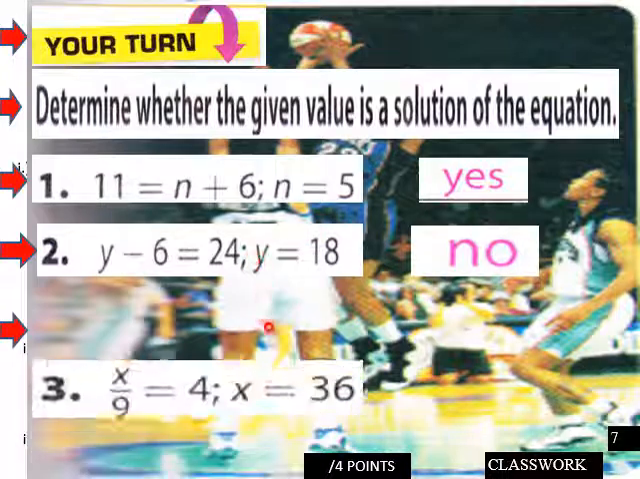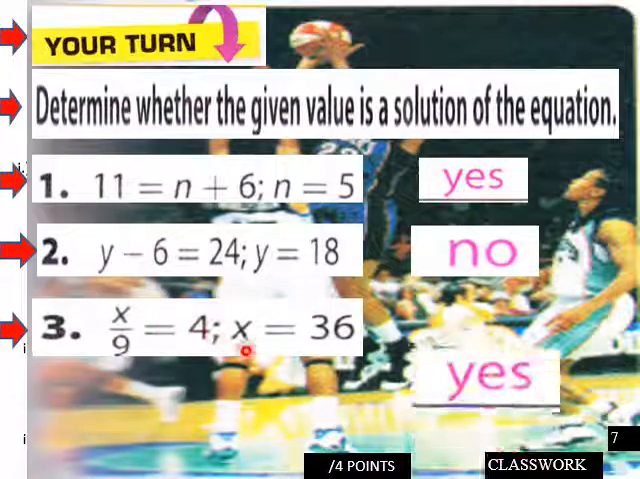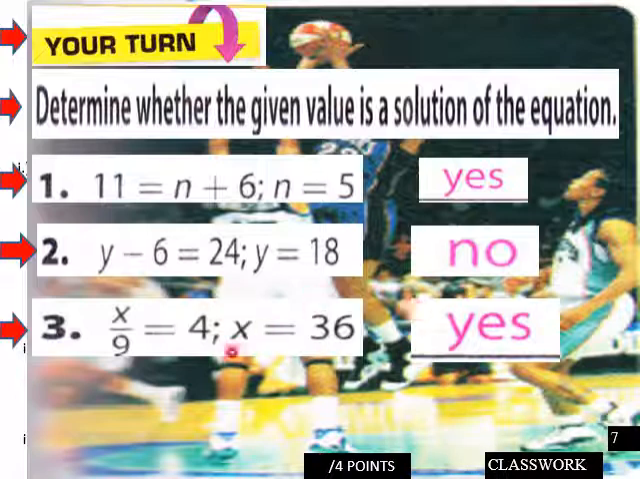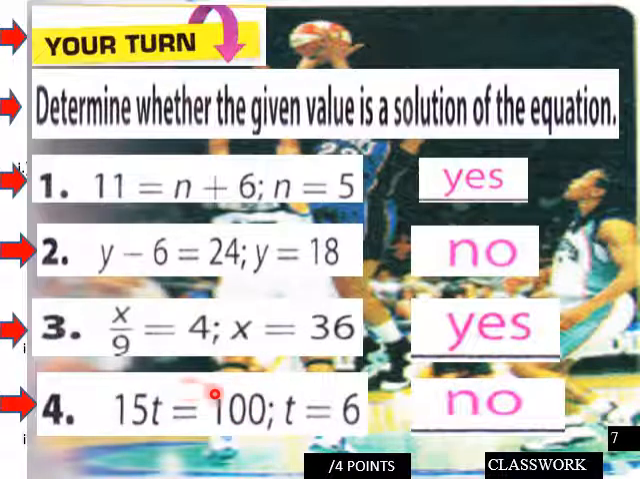This would be yes. And then x over 9 equals 4. Does x equal 36? Is 36 divided by 9, does that equal 4? Yes, it does. And then 15t equals 10. Does t equal 6 in this situation? No. What's 6 times 15? It's not 10. So t is not a solution here.